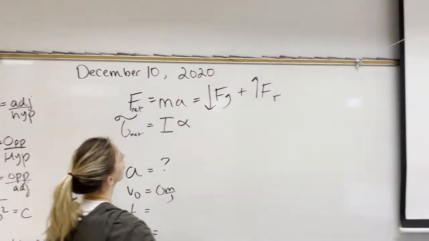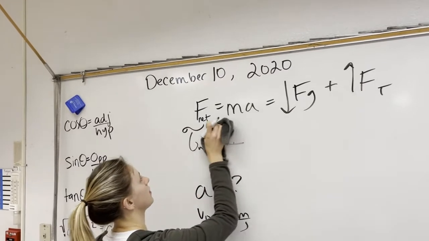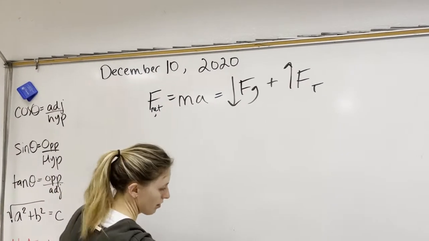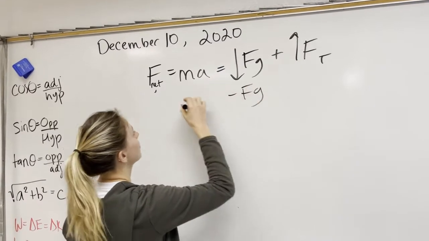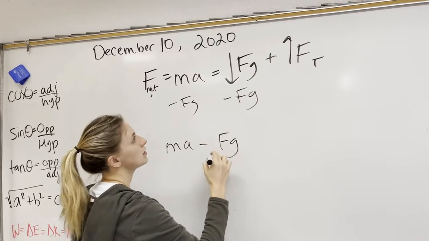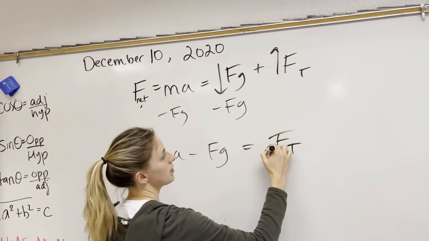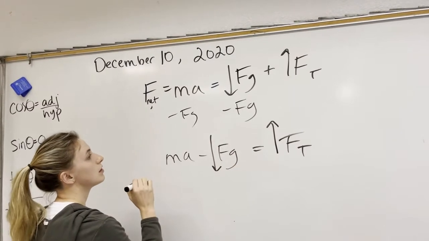So, how would you solve this for the force of tension? I'm going to go ahead and erase these. Okay, so for the force of tension, I'm going to subtract the force of gravity. So MA minus F of G equals F of T. And we know that this is going to be up, and this is going to be down, so that's subtracting a negative.